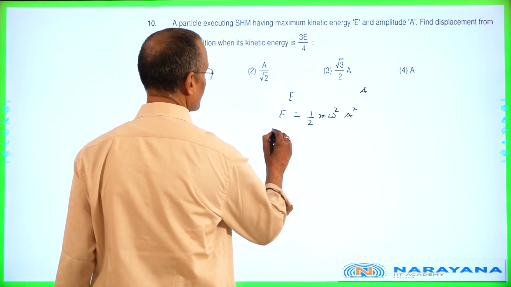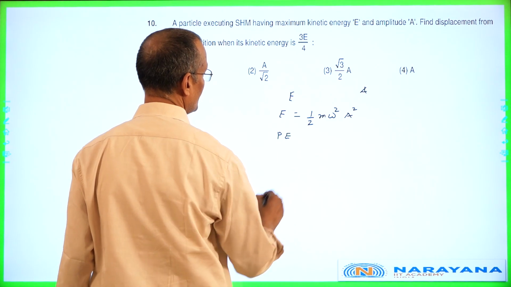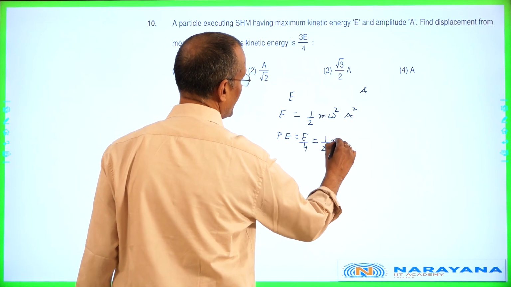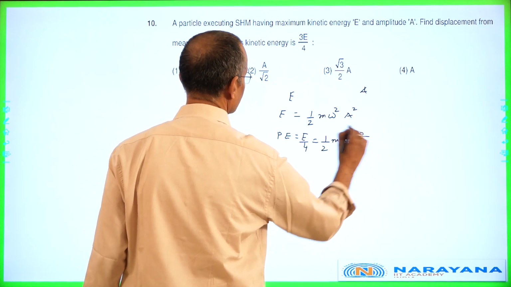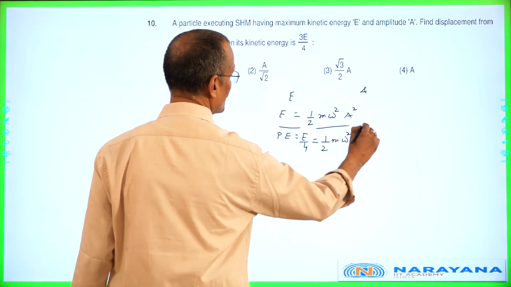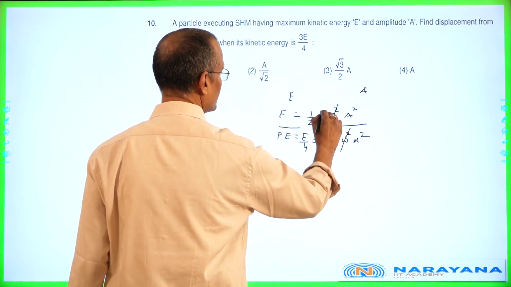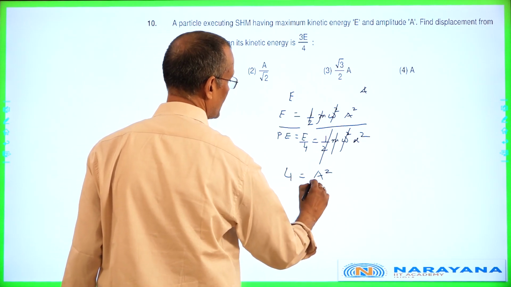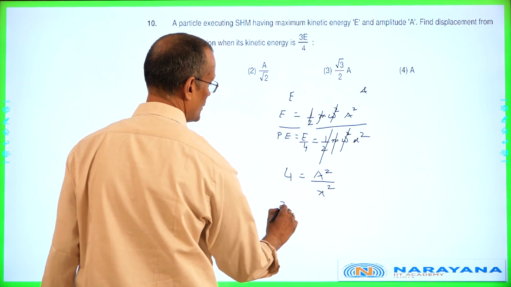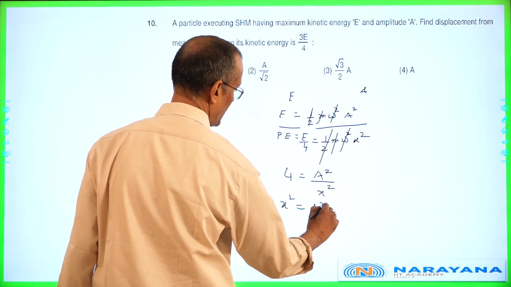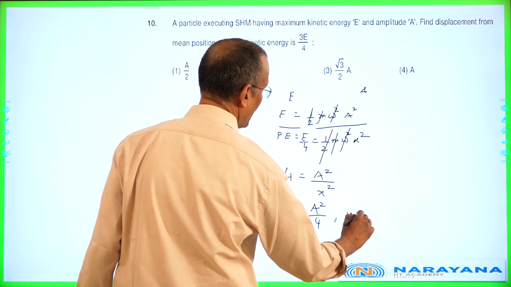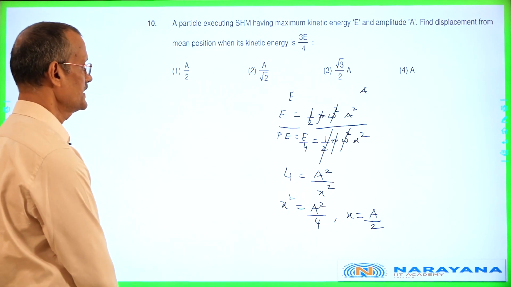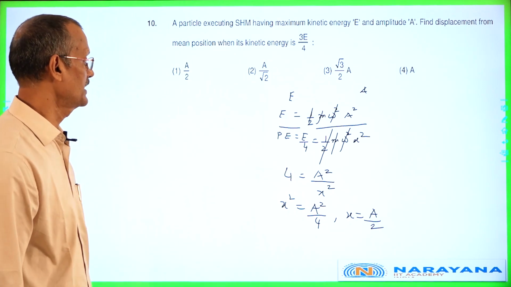If I go for potential energy, this is E by 4, this is half m omega square x square. You take this ratio, this is cancelled, you are getting 4 a square by x square. So, x square equal to a square by 4, x will be equal to a by 2. Check this, you can get it from kinetic energy also.